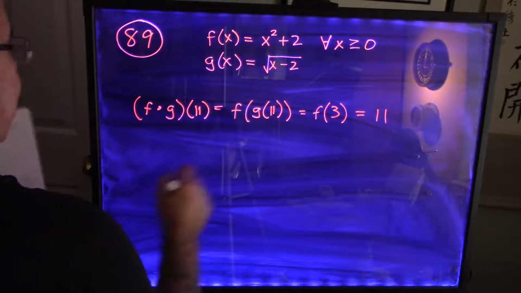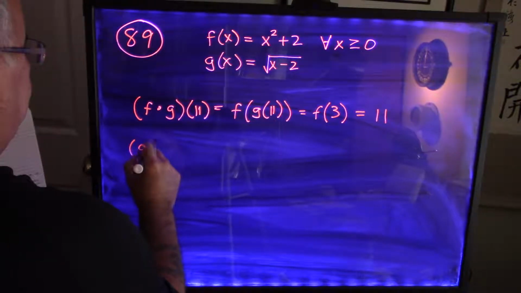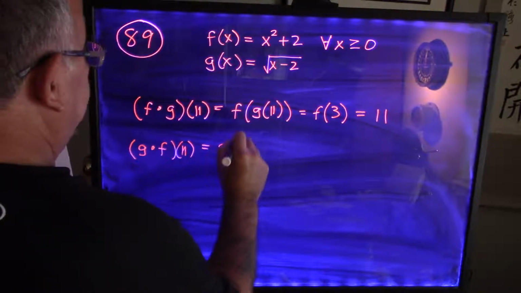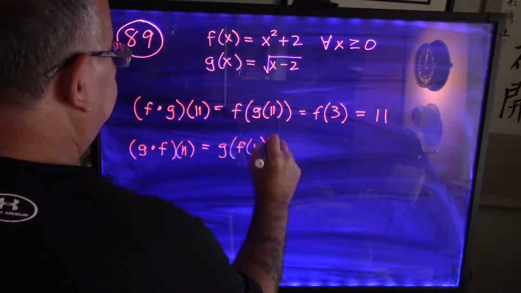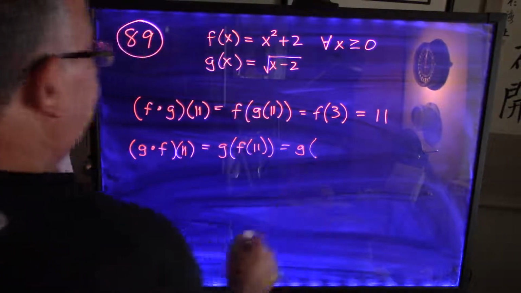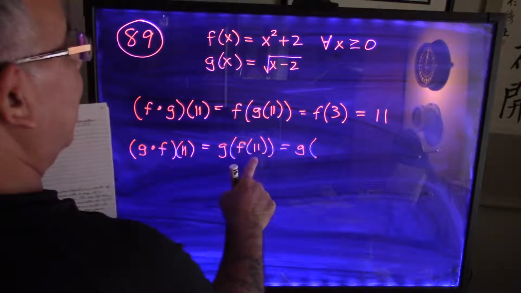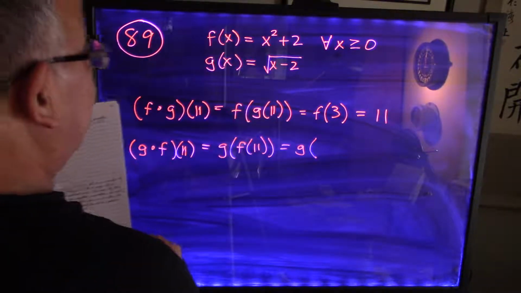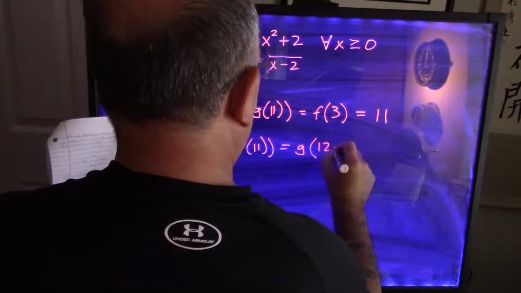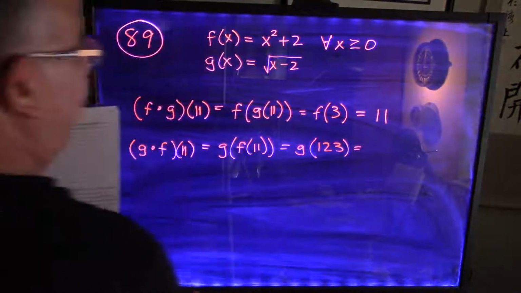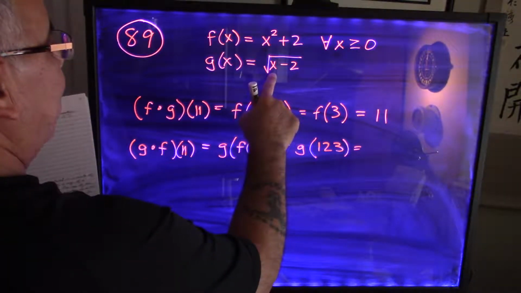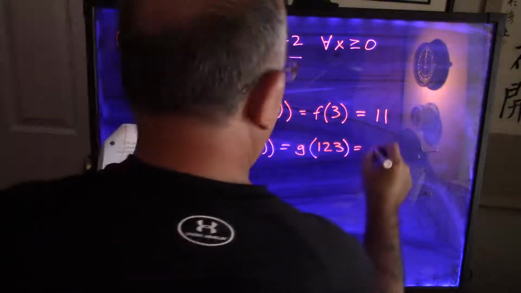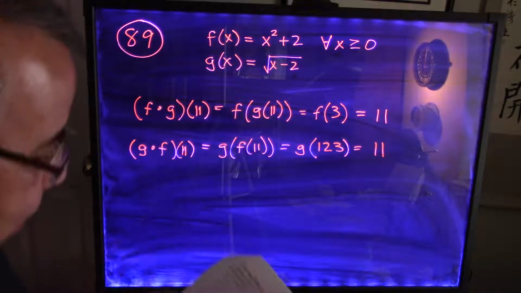And then we want G composed with F of 11. So that's G of F of 11, and that's G of, what's F of 11? Is F of 11 defined? Yeah, it meets the condition, so plug it in. 11 squared is 121, plus 2 is 123, so G of 123 is what we're looking for now. Then plug it in here. 123 minus 2 is 121, square root of 121 is 11. There we go.